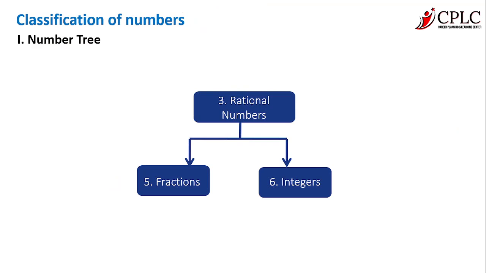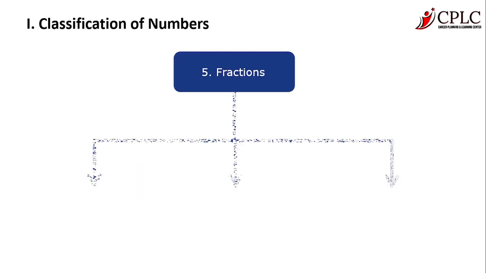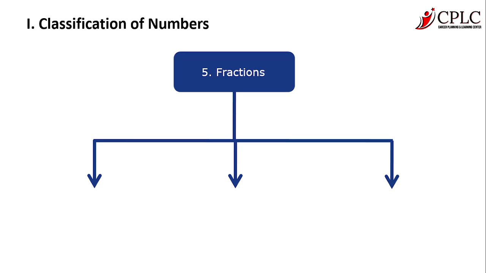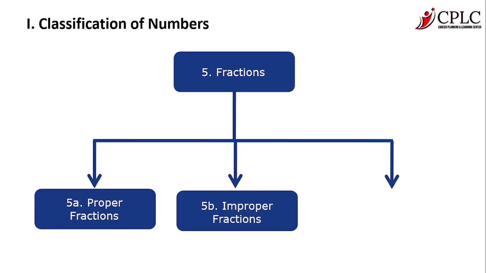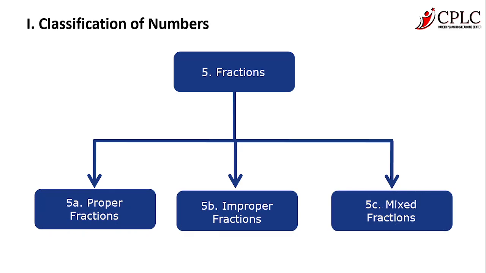So as we were discussing, rational numbers are further classified into two types, integers and fractions. We have seen integers. Now let's see the fractions. So fractions, obviously one numerator, one denominator, but these fractions are sub-classified into three more types. For example, there is something called a proper fraction, an improper fraction, and then there is something called mixed fractions.